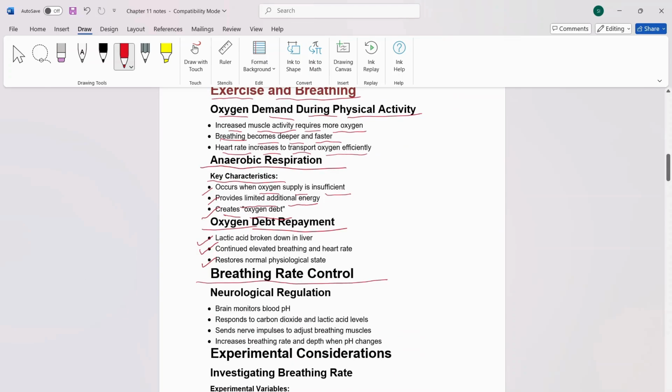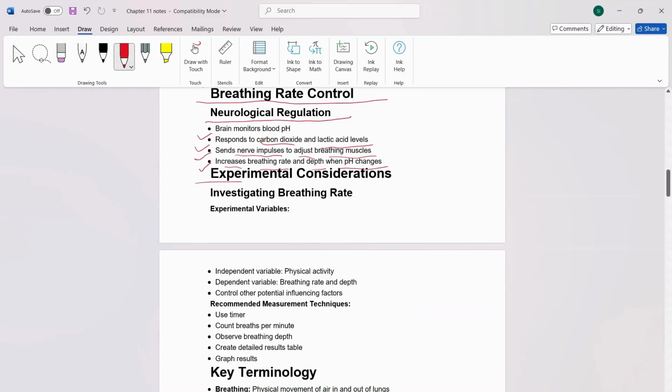Breathing rate control, neurological regulation. Brain monitors blood pH, responds to carbon dioxide and lactic acid levels, sends nerve impulses to adjust breathing muscles, increases breathing rate and depth when pH changes.